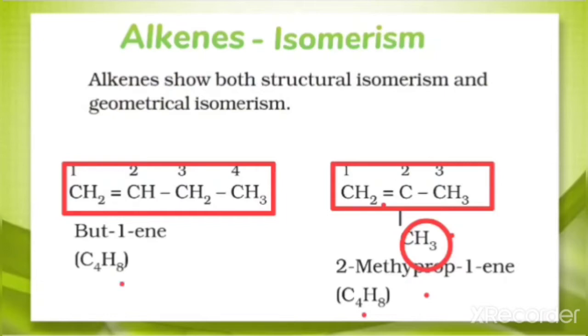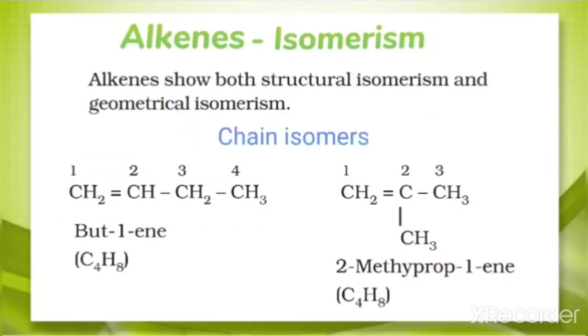So these are called isomers. But which type of isomer is it? Just count the number of carbons in the main chain. Here there are 4 carbons in the main chain, and here there are 3 carbons in the main chain. So there is a difference in the number of carbons in the main chain. Therefore these isomers are called chain isomers.